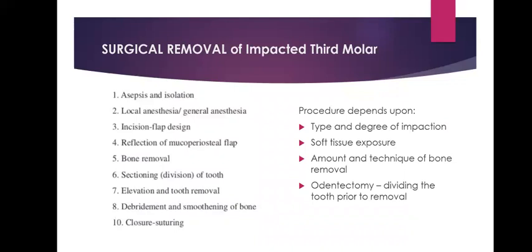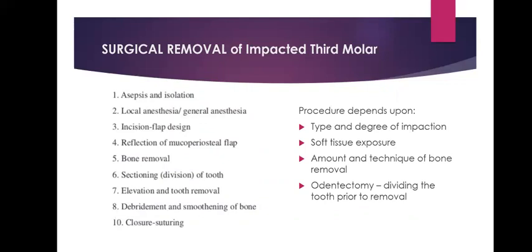Now, the surgical removal of impacted third molar, here this is just point-wise. I've jotted down the points which you can write at the start of your answer. It is asepsis or isolation, local anesthesia or general anesthesia, incision and flap design, reflection of mucoperiosteal flap, bone removal, sectioning or division of tooth, elevation and tooth removal, debridement and smoothing of bone, and closure or suturing.